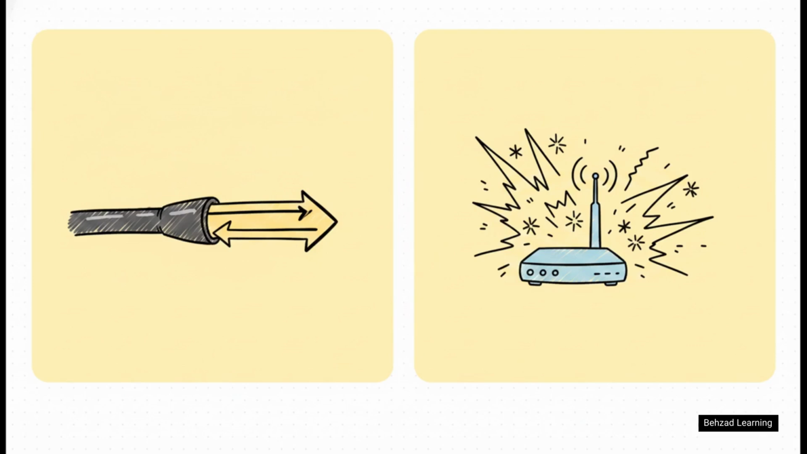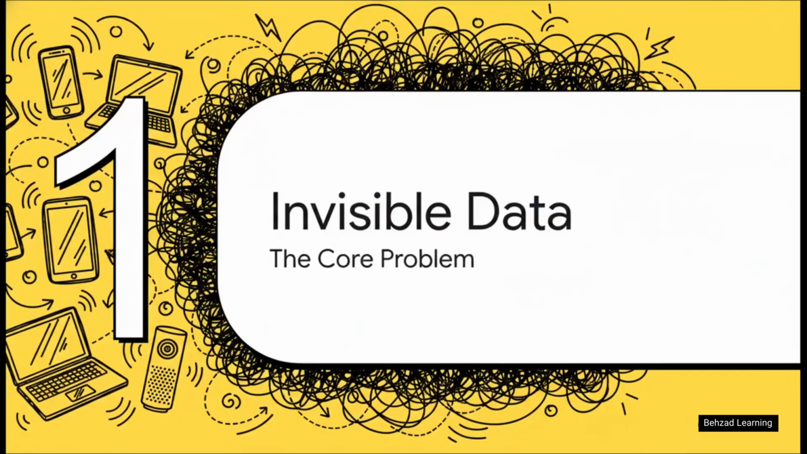But on the flip side, we have free space wireless. The data is just traveling through unprotected air on shared channels. If that airspace is unmanaged, well, interference isn't just a possibility, it's an absolute guarantee. So how on earth do we fix that? Section 1. The problem with invisible data.